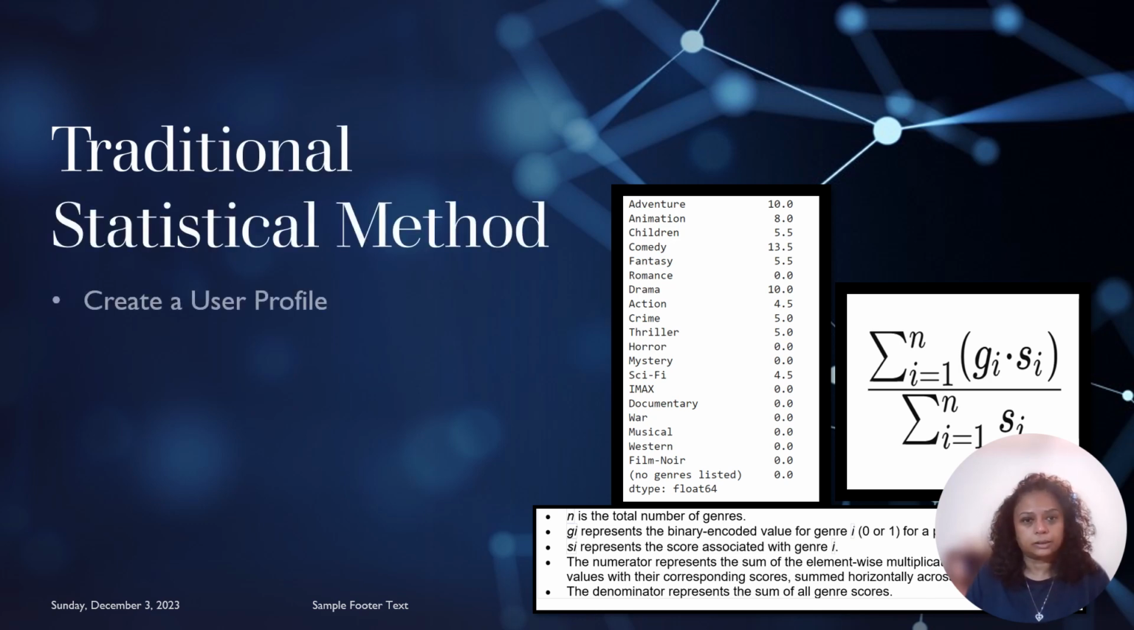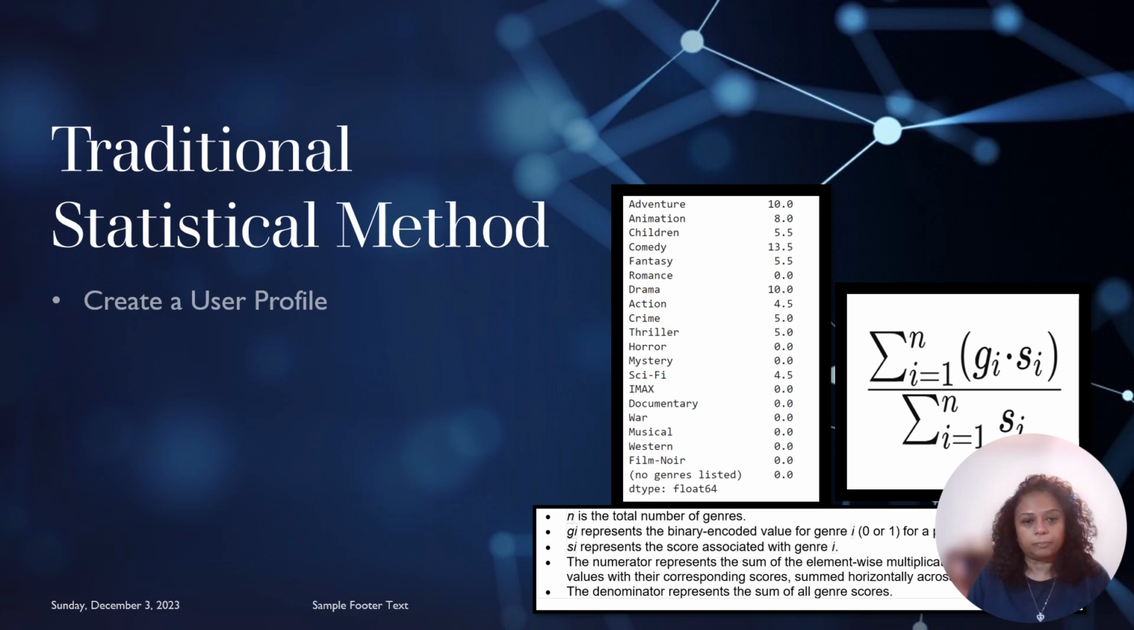Now let's discuss the traditional statistical method used in this project. So the first step is to create a user profile, and this is done by multiplying the one-hot encoding values of the genres with the rating, and this will be done for each of the shortlisted movies. Once this multiplication is done, we will add up the values of each genre and we get a single value which will be the user preference weightage for the particular genre, as shown here. The table here is called the user profile, as this is for a particular user.